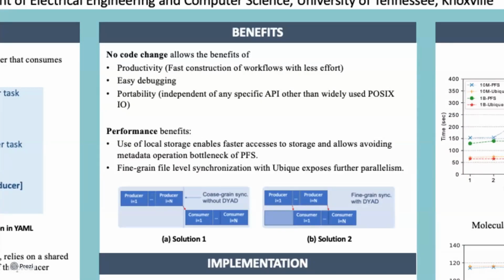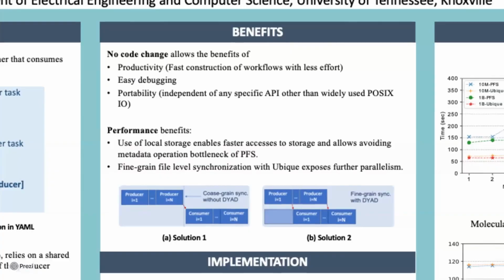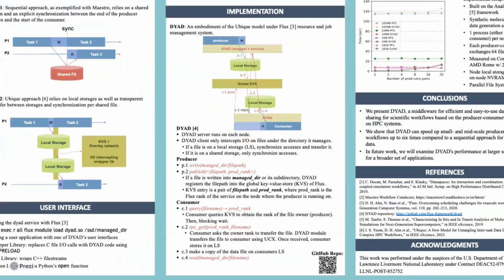The other benefit to implementing UBEAK and DYAD is performance. By providing per-file transfer synchronization of consumers, DYAD enables producers and consumers to run in parallel. Additionally, DYAD's use of node local file storage enables faster I/O and metadata operations compared to the sequential approach, which uses parallel file systems like Lustre. DYAD is implemented as a disaggregated server-client design. It is built on top of the Flux resource manager and the UCX networking framework.